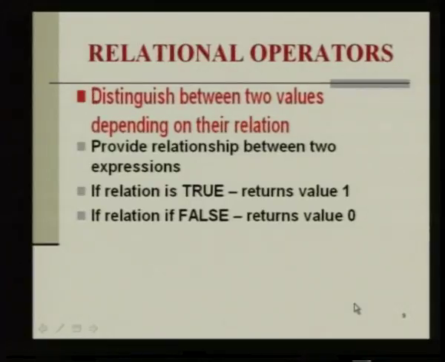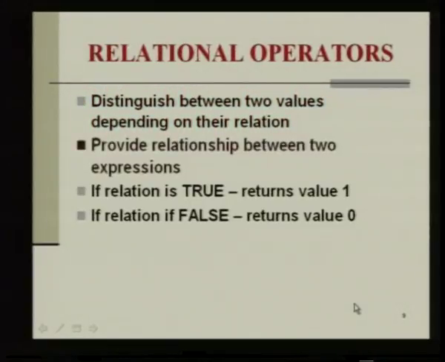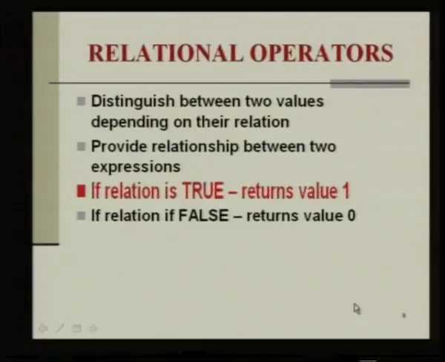Next, we move over to relational operators. Relation itself means a relation between two or more operands. So, you need to have a minimum of two operands in this case. They distinguish between two values depending upon their relation, and provide the relationship between any two kinds of expressions. If the relation is true, there is a return value of 1, and if the relation is false, there is a return value of 0.